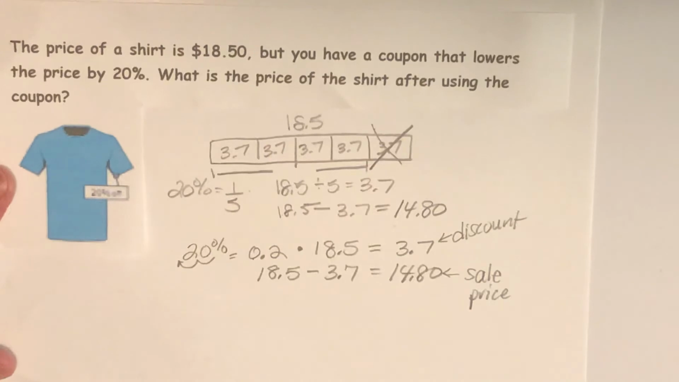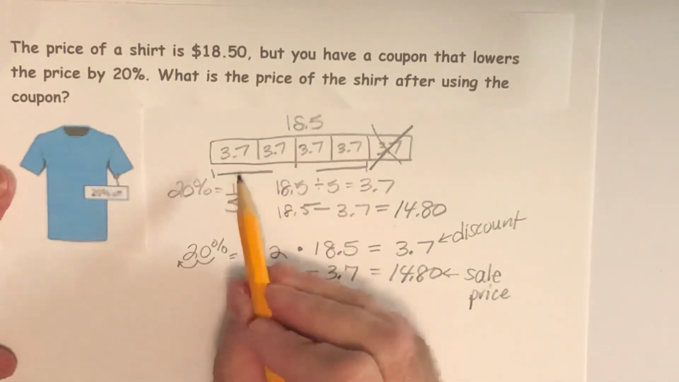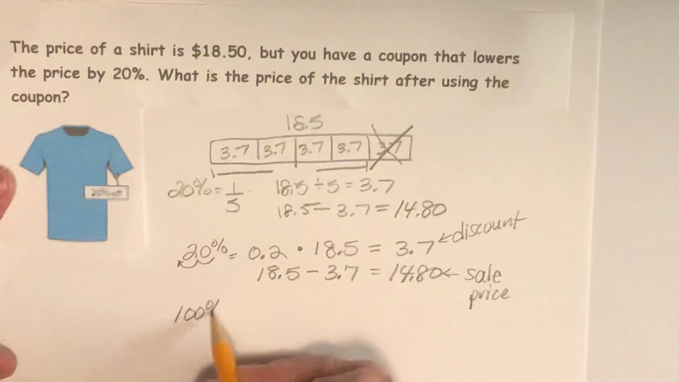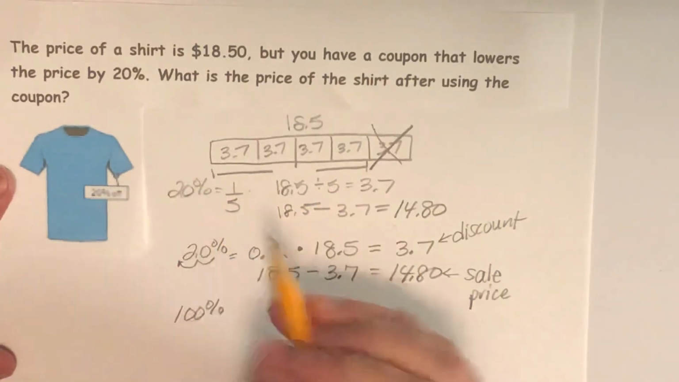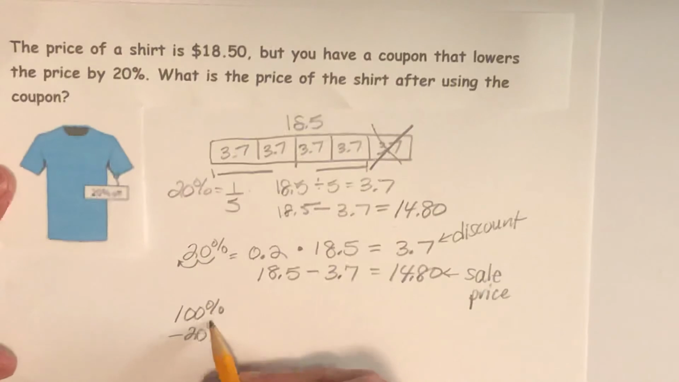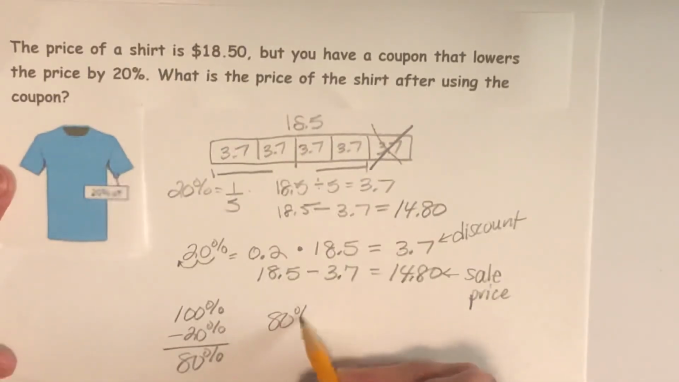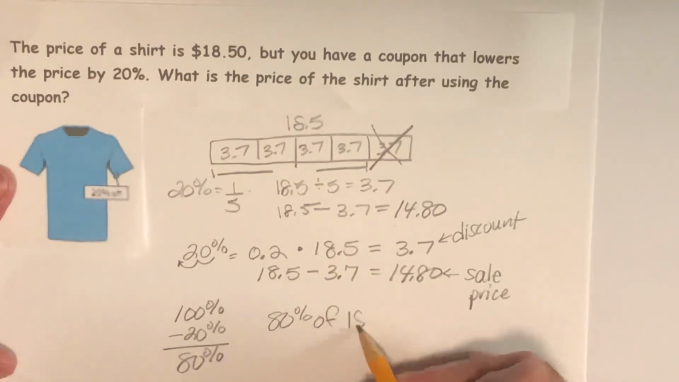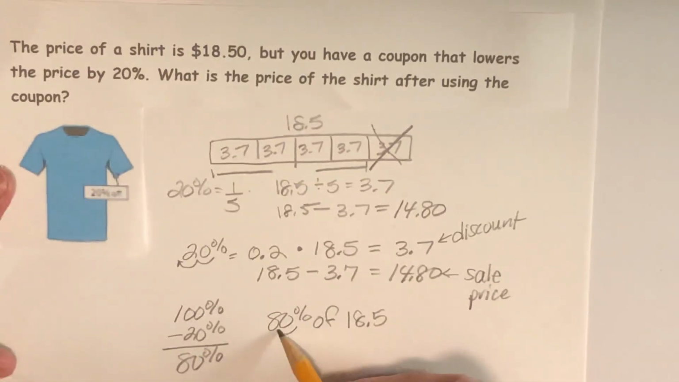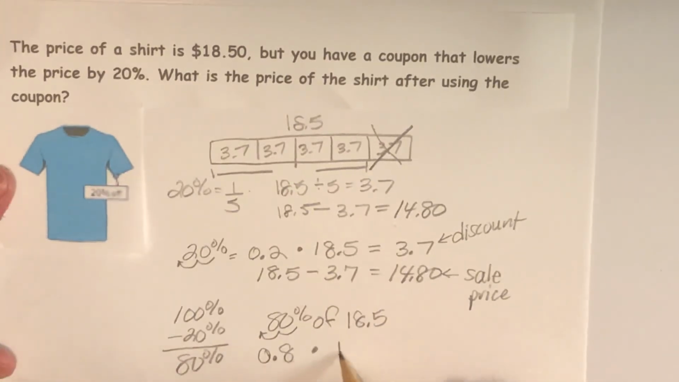And then one last way, so if we're not paying 20% for the shirt, that means that we are paying 20% from 100%, we are paying 80%. So rather than taking 2 steps to find our answer, we could simply find 80% of 18.50. 80%, move my decimal 2 places to the left. That's going to give me 8/10 times 18.50, and that's going to give me, once again, $14.80.